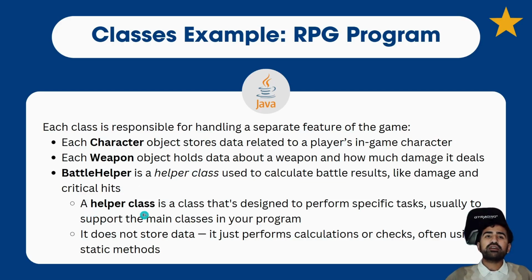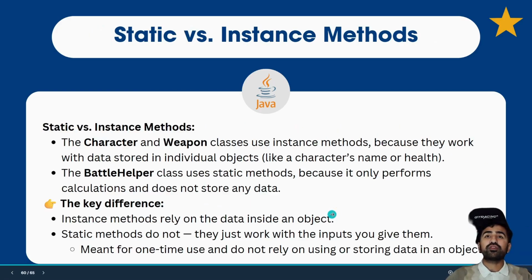So a helper class, what is a helper class? Well, it's a class designed to perform specific tasks, usually to support the main classes in your program. So it's helping out other classes. So rather than doing all the calculations here, we throw it into Battle Helper. So it does not store data, it just performs calculations or checks, often using static methods. So we're already easing into instance versus static. When do you use one over the other?